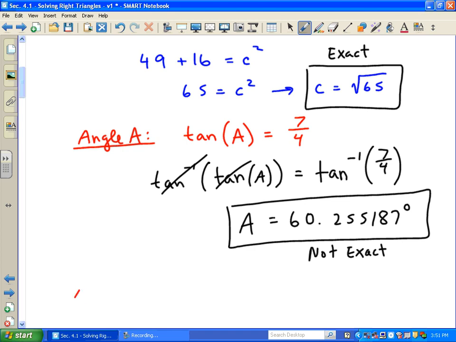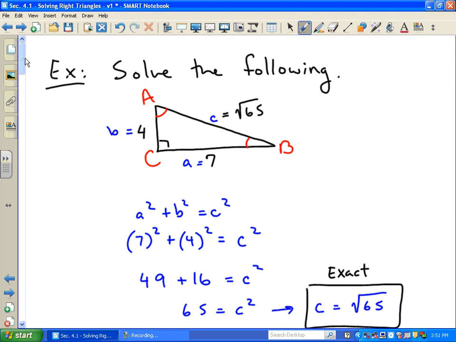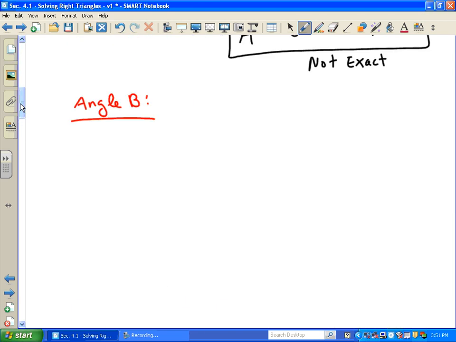Right, so let's find the other missing angle. Angle B. If I look back up at angle B, let's say that we want to use tangent again. Well, in this case, in relationship to angle B, the side that's opposite is 4, and the side that's adjacent is 7. So we're going to be using a different order here. So tangent of angle B is equal to 4 over 7.